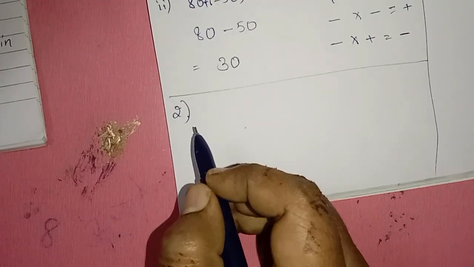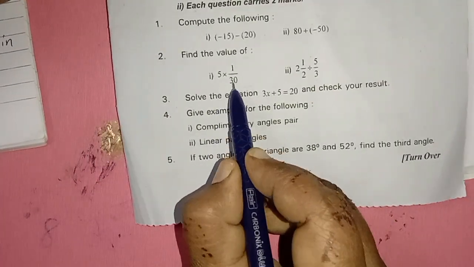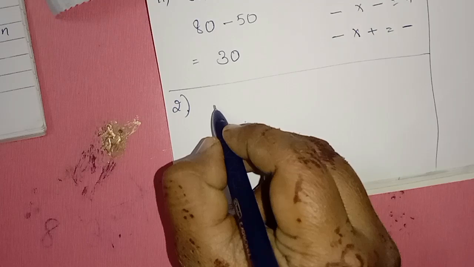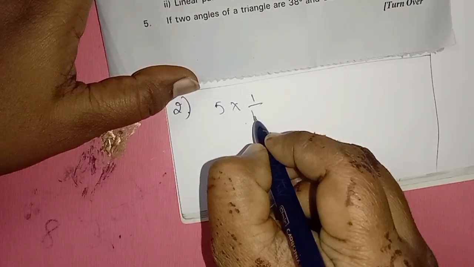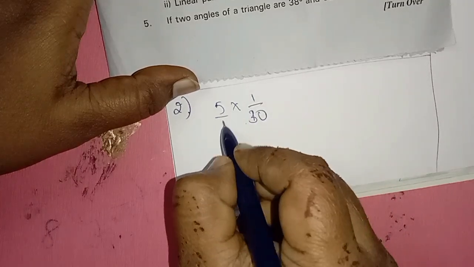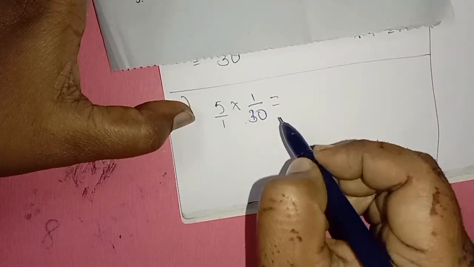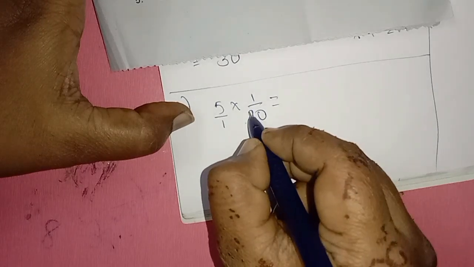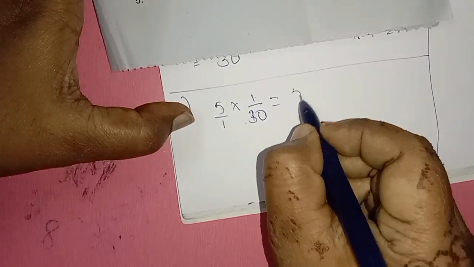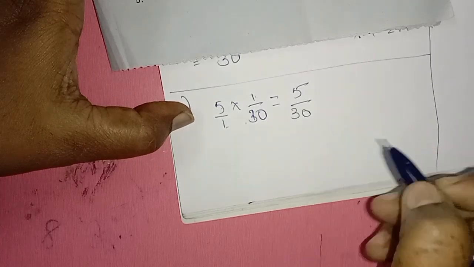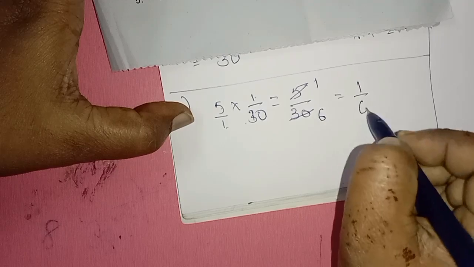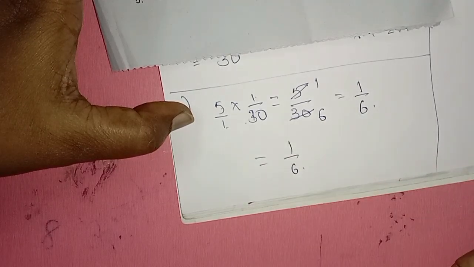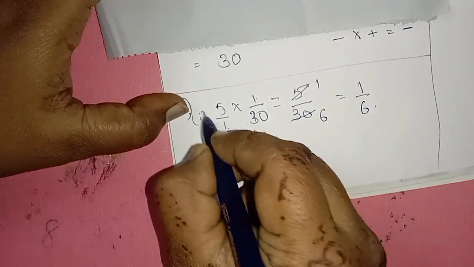Second question, find the value of 5 into 1 by 30. Here indirectly we have 5 by 1. For this there is no need of LCM, though some people will do LCM. Directly multiply them: 5 into 1 is 5, 30 into 1 is 30. These two are common in the 5 table: 5 ones are 5, 5 sixes are 30. Answer is 1 by 6. So this is your first question of the second bit.